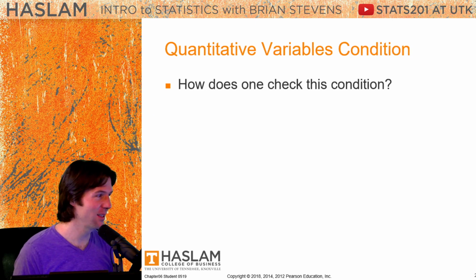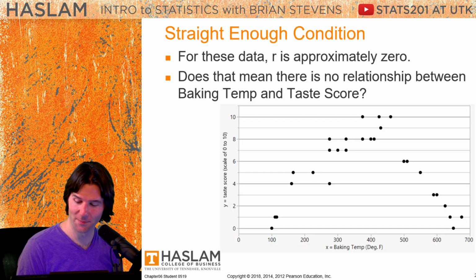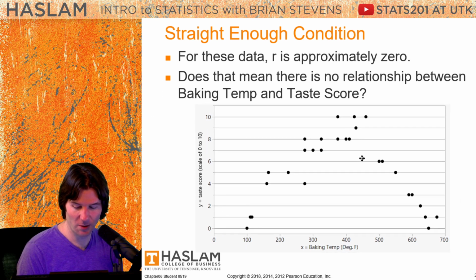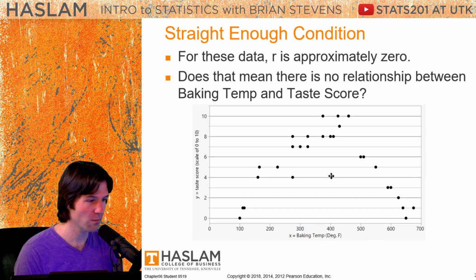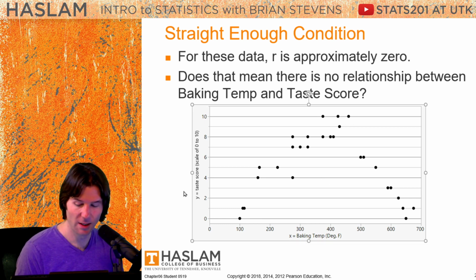So how does one check these conditions? You look at the plot. What does this plot violate right here? Well, it violates not being in the center of the screen. Let's fix that. What does this plot violate right here? We've got how tasty a cake is on a 1 to 10 scale and what temperature it was baked at.